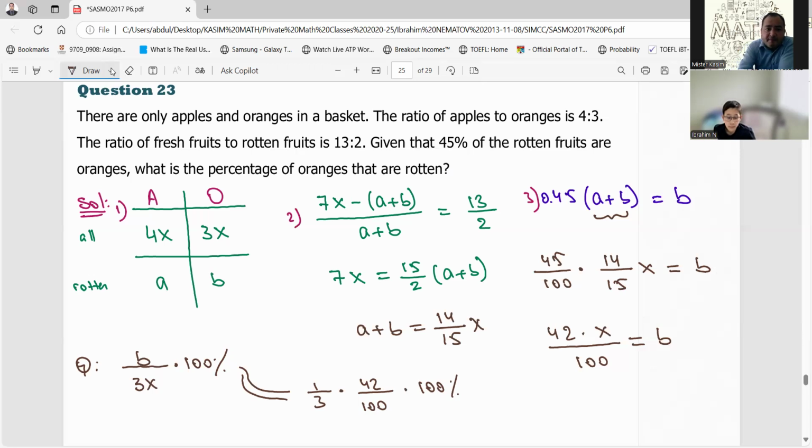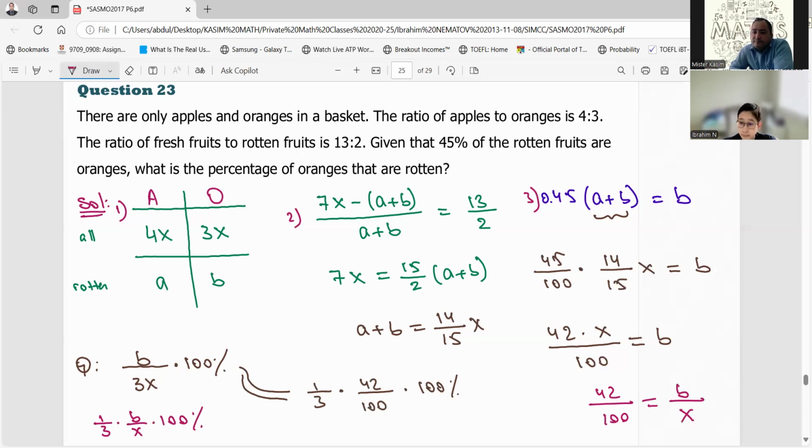Did you get this? I have just separated this b over 3x. This one I can write as 1/3 times b over x times 100%, right? What is b over x from here? 42 over 100 is equal to b over x. And that's it. Now, if you simplify this, 100, 100, they cancel each other. 42 divided by 3 is equal to 14%. So 14% of the oranges were rotten.